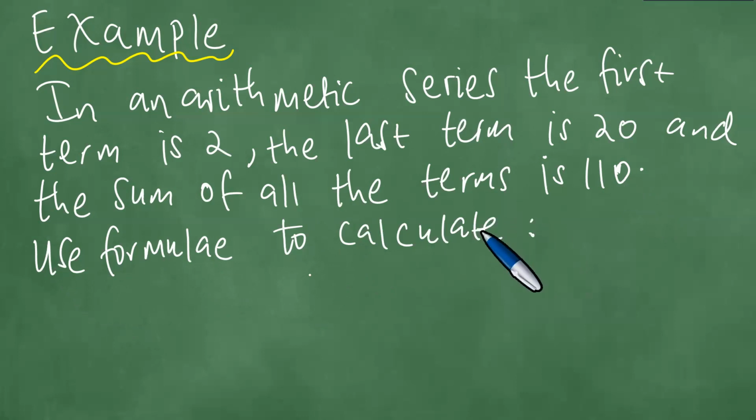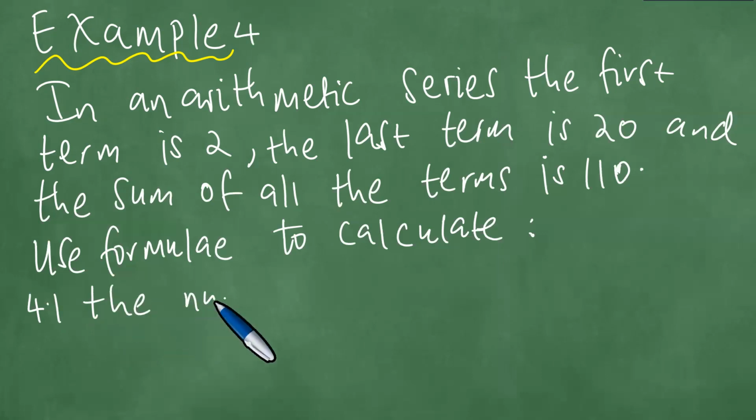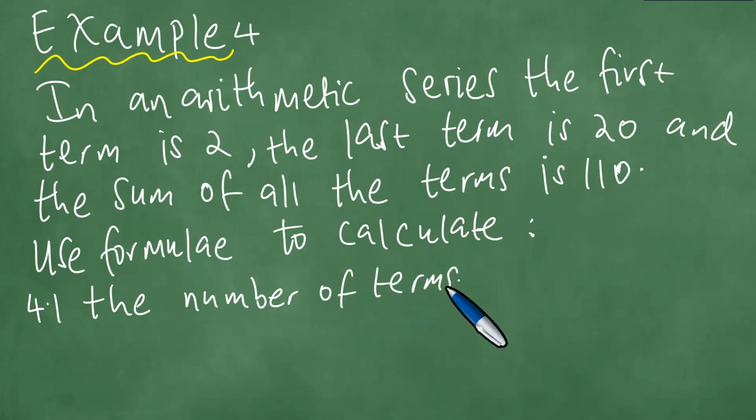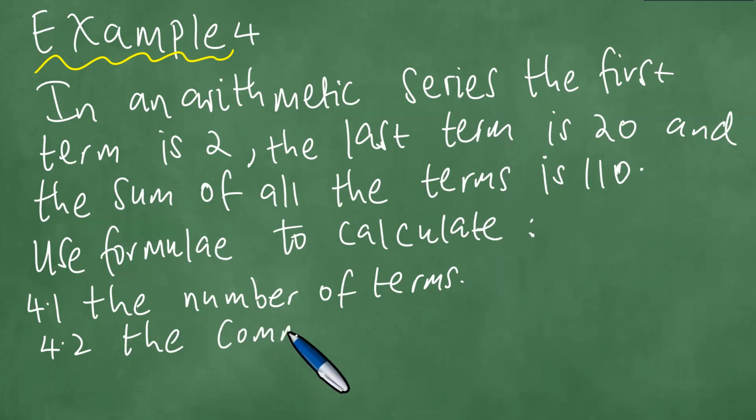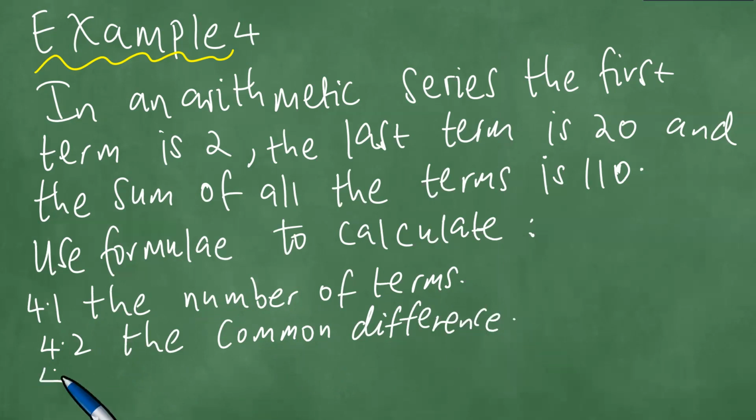Okay, this one is example 4. 4.1: the number of terms, the common difference, with the 7th term.